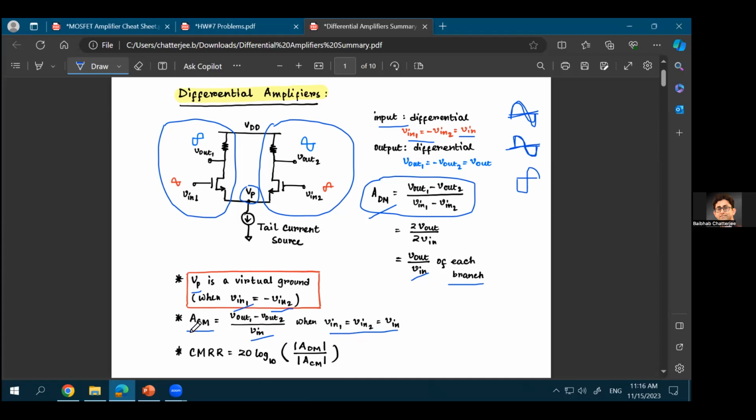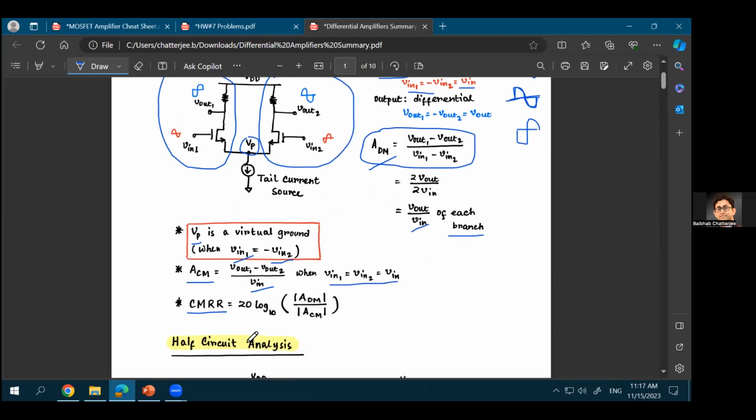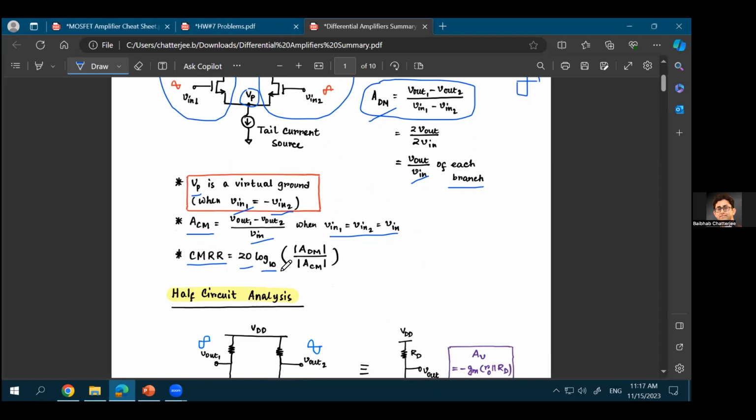That is called the common mode gain. This is something we did not discuss in a lot of detail, but if you look into the data sheet of any op-amp, you'll see something called a common mode rejection ratio. The CMRR is 20 times log base 10 of the differential mode gain divided by the common mode gain.